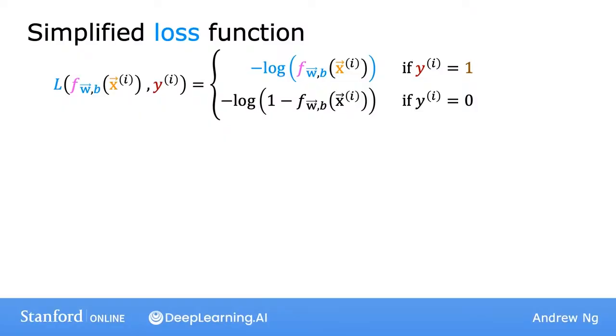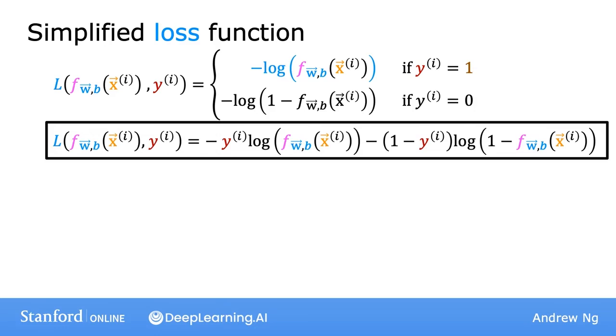As a reminder, here's the loss function that we had defined in the previous video for logistic regression. Now, because we're still working on a binary classification problem, y is either 0 or 1. Because y is either 0 or 1 and cannot take on any value other than 0 or 1, we'll be able to come up with a simpler way to write this loss function. You can write the loss function as follows.